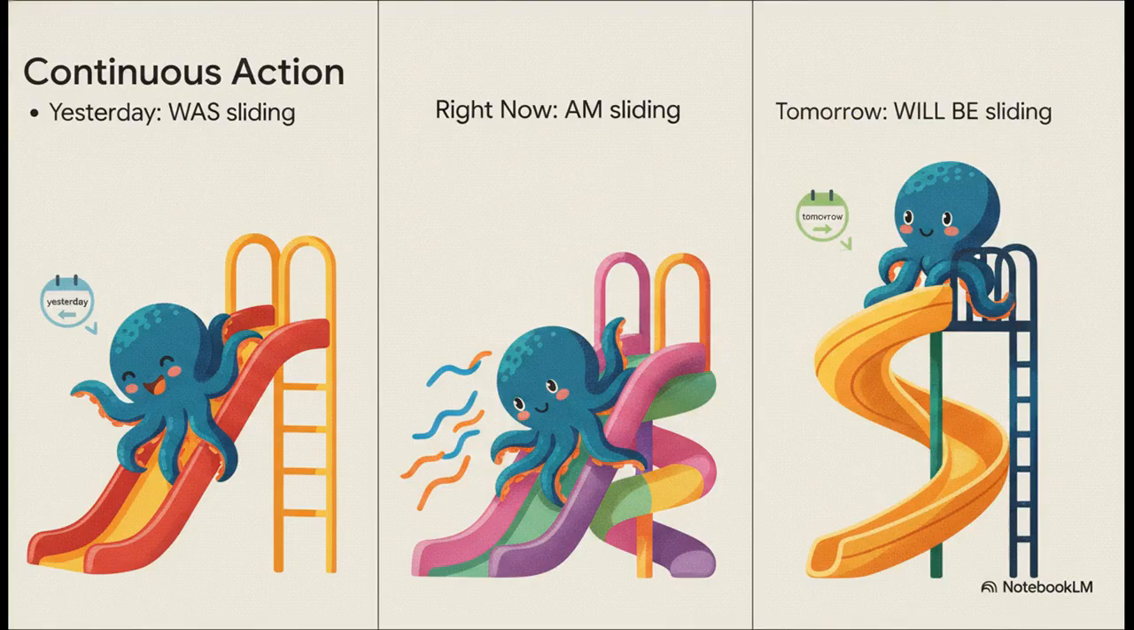Let's see this magic ing beam in action with Tux the octopus. Tux is telling us all about his slide. Yesterday, he was sliding. Right now, I am sliding. And tomorrow, I will be sliding. Notice how the main verb sliding stays exactly the same. Only the little helping verbs change to steer the time machine.